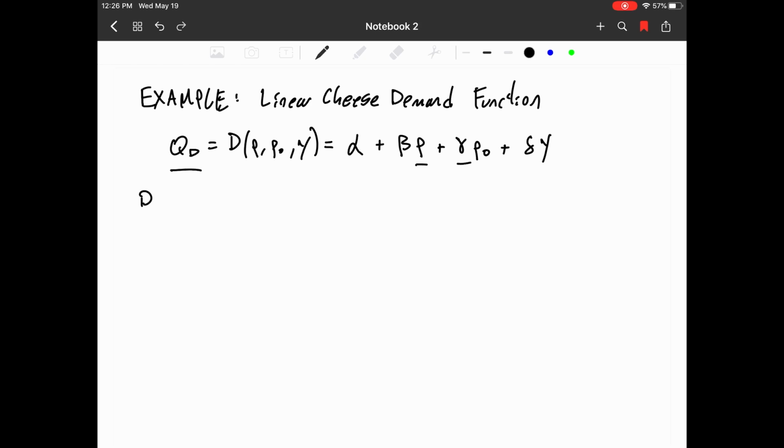So in this class, the way we define parameters is just that parameters are constants in our functions.